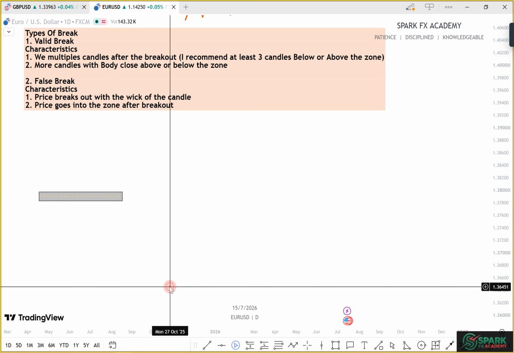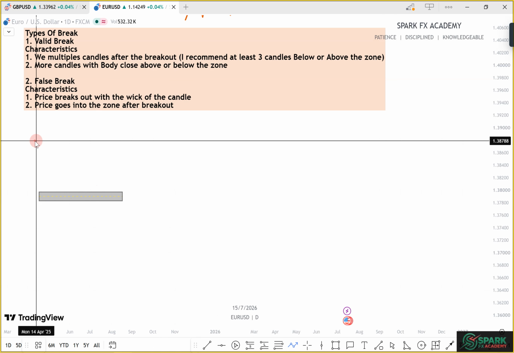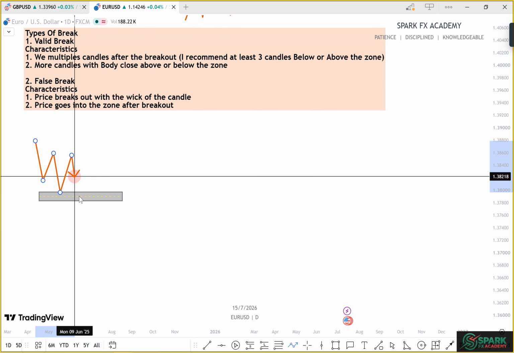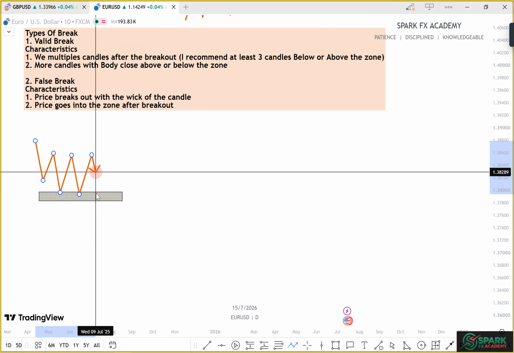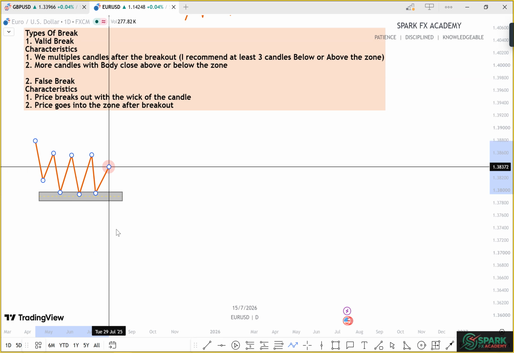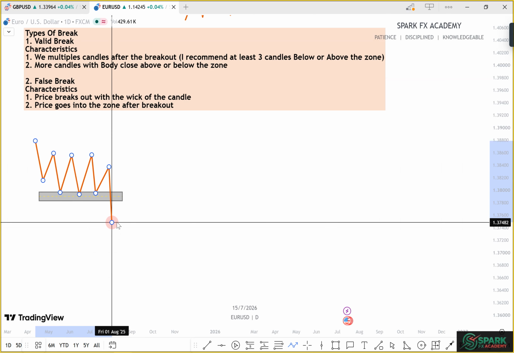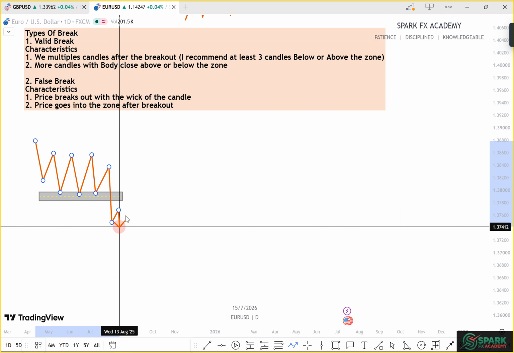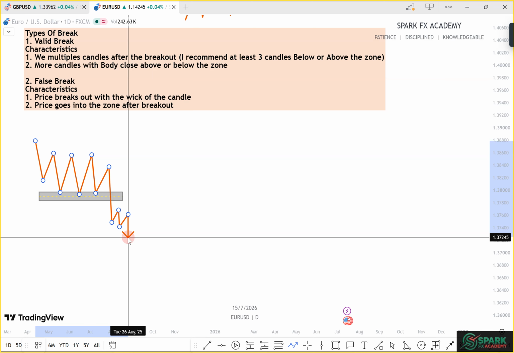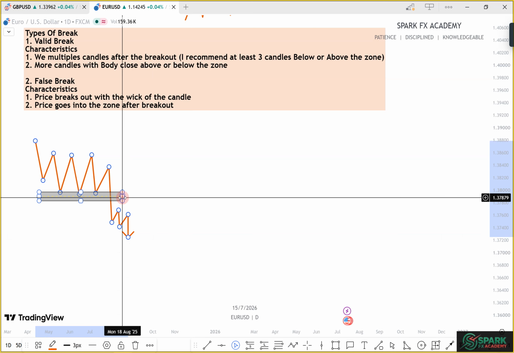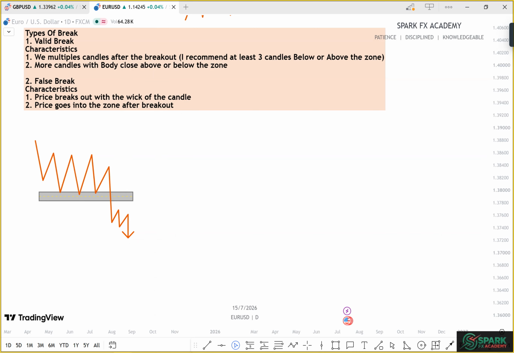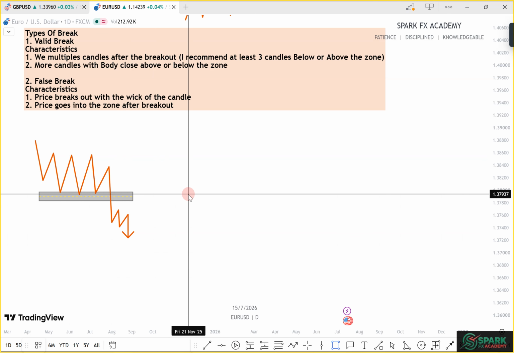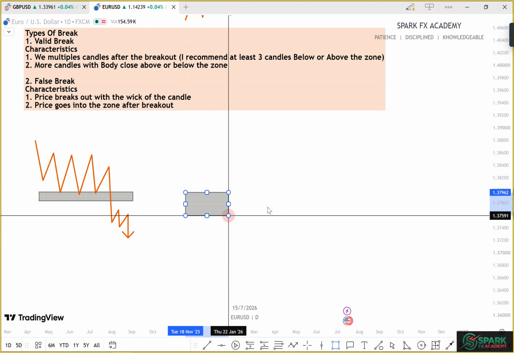So let me show you the examples. Price breaks out. We have one candle, second candle, third candle. Are you seeing it now?